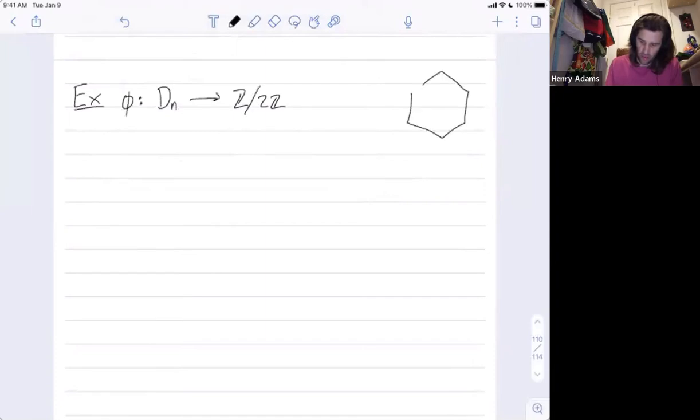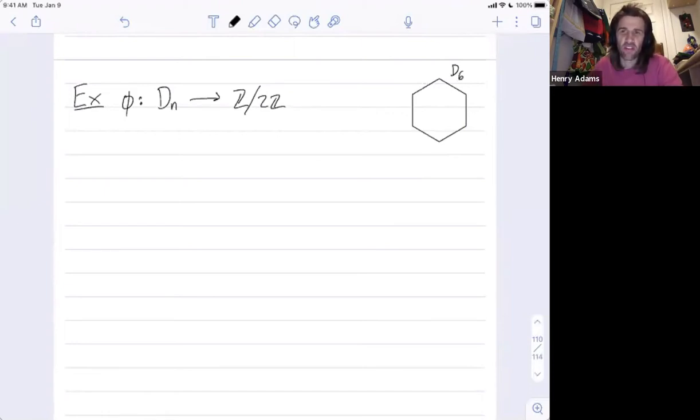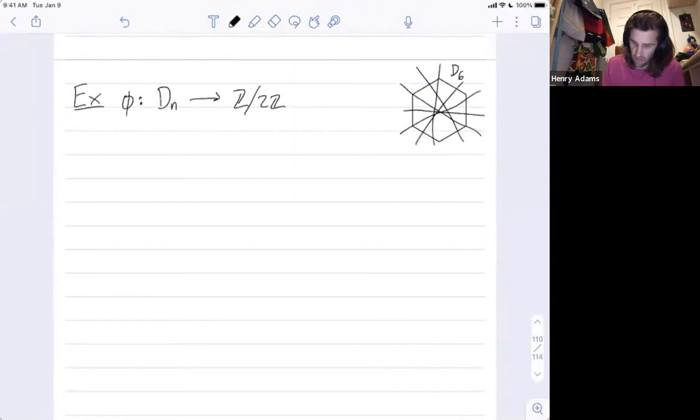What is the dihedral group? So take a regular polygon, like here I have a regular hexagon. The dihedral group D6 would be the group that is all the symmetries of this hexagon. So it's going to have 12 elements. It's going to have 6 rotations, and then it's going to have 6 flips. The flips are across these 6 possible axes.